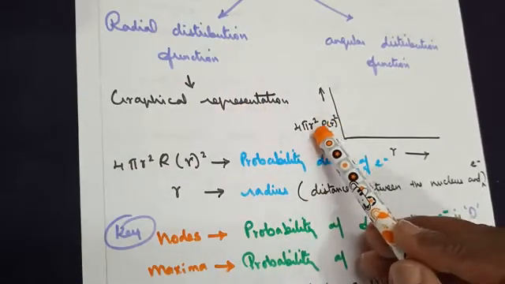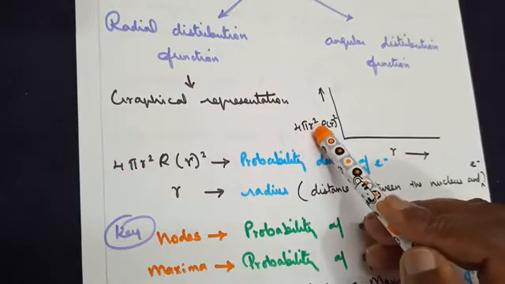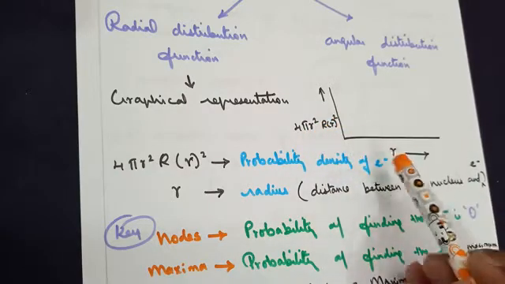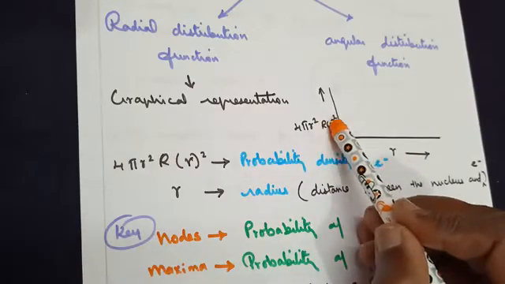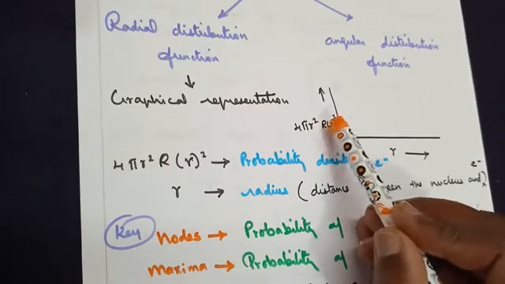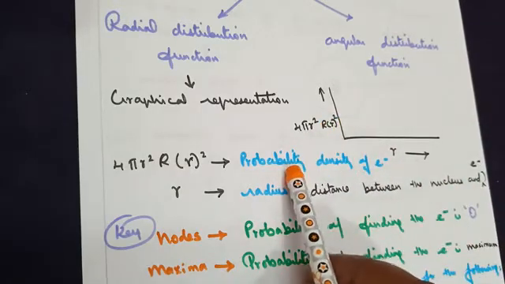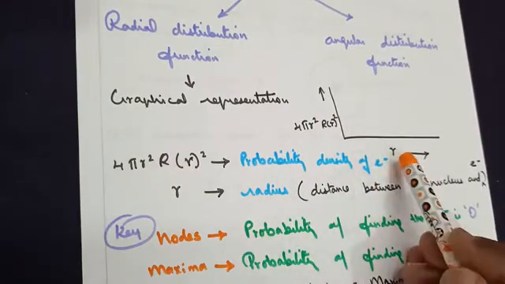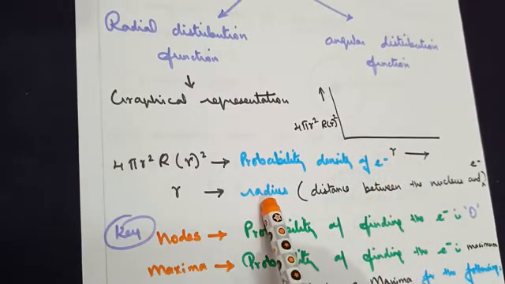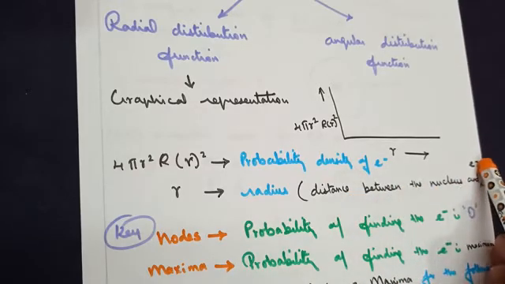All you need to know is what versus what. That is, the y-axis is 4 pi r square R square and it is plotted versus r. In the NCERT book, they have given psi square. Whether you write psi square or capital R square, they are one and the same. What does it represent? The probability density of the electron within the atom. Small r stands for the radius, that is the distance between the nucleus and the electron.